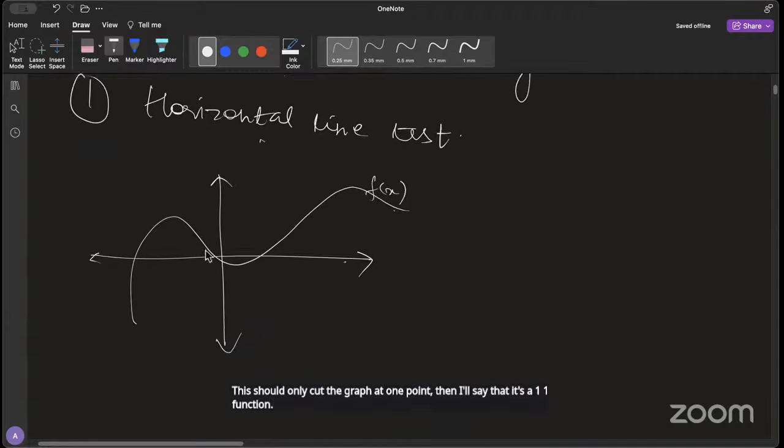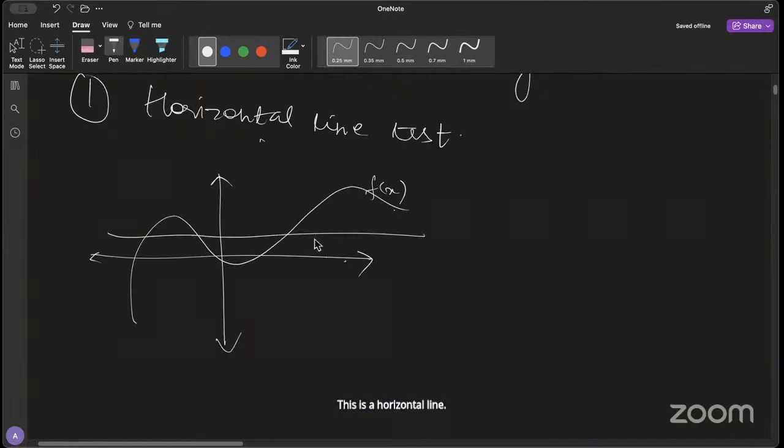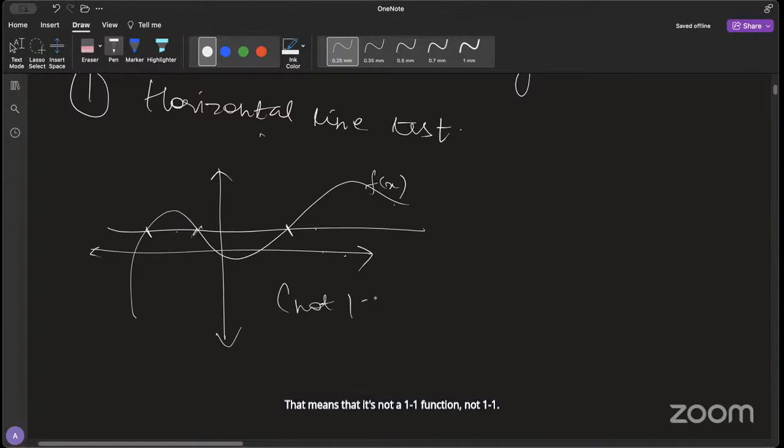So for example, in this case, if I draw this line, this is a horizontal line because it's parallel to the x-axis, but it cuts your graph f(x) at 1, 2, and 3 places. That means that it's not a one-one function.